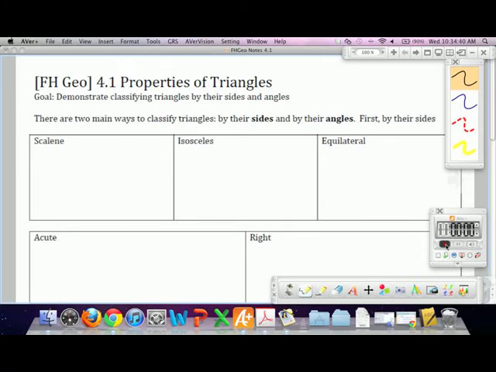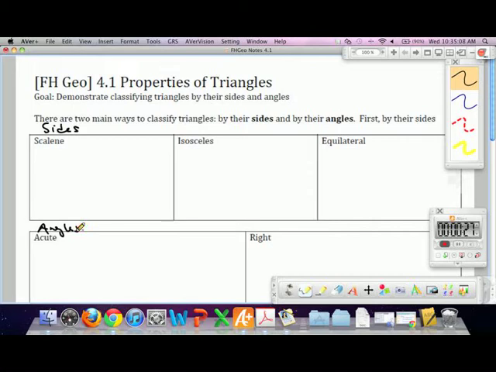In section 1 here, we're going to focus on classifying and the properties of easy, old-school ideas of triangles. Specifically, 2 ways to classify triangles: by their sides and by their angles. Classifying triangles by their sides, these are all review ideas. I'm going to zip through them pretty quick.